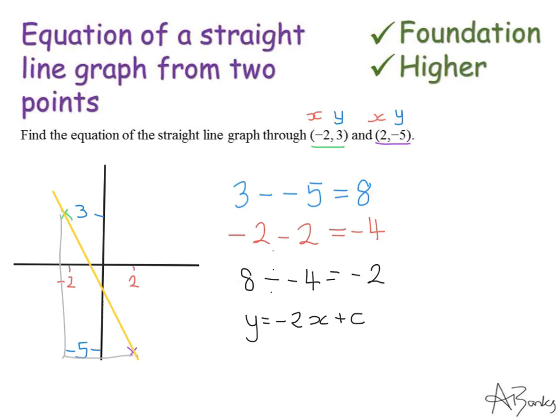So I can pick either one of these 2 points I have up here. I'm going to go for the first one. So when x is minus 2, y is 3. So 3 equals minus 2 times minus 2 plus c. So that's 3 equals 4 plus c. So c must be minus 1. So the equation of my straight line graph is y equals minus 2x minus 1.